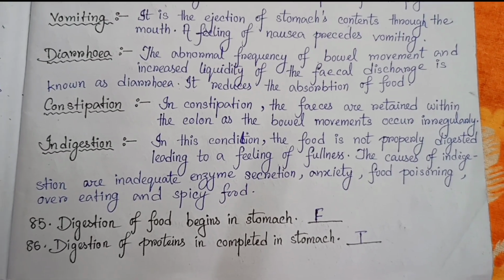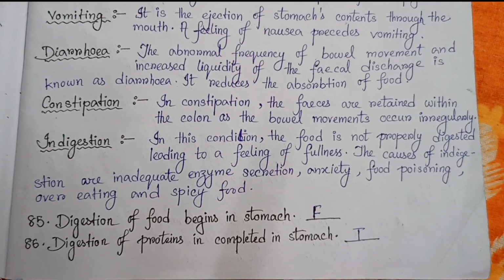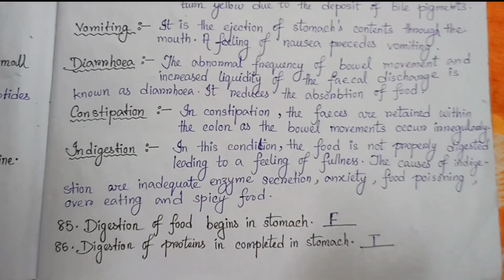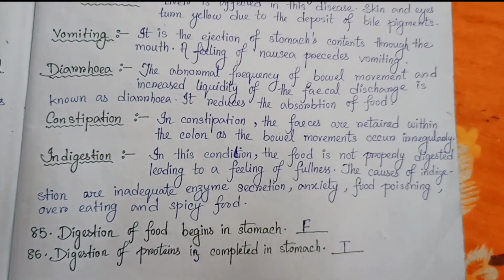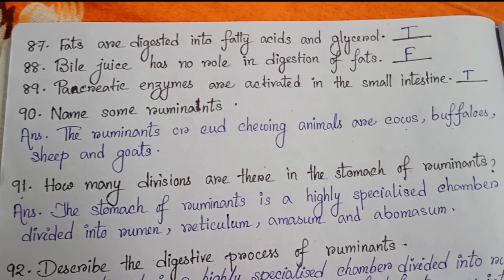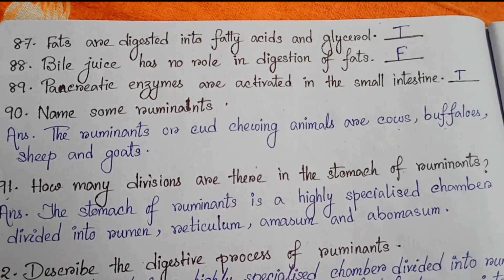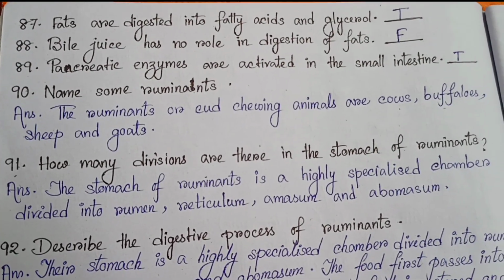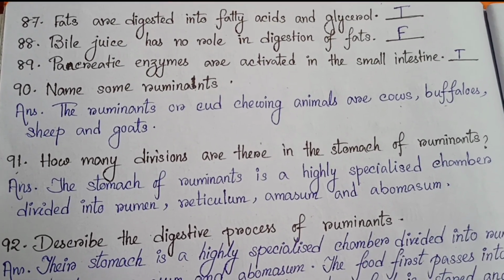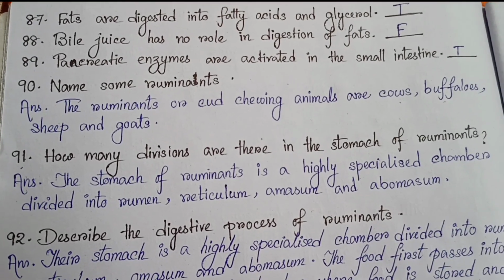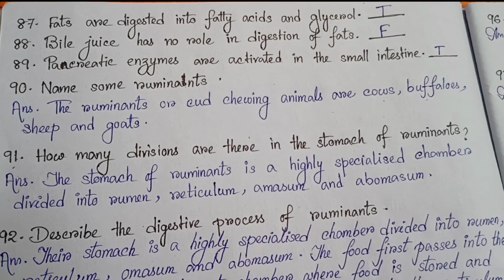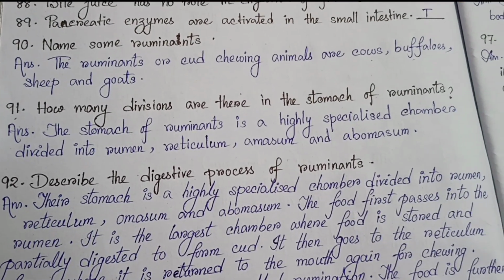85. Digestion of food begins in stomach. False. 86. Digestion of proteins is completed in stomach. True. 87. Fats are digested into fatty acids and glycerol. True. 88. Bile juice has no role in digestion of fats. False. 89. Pancreatic enzymes are activated in the small intestine. True.